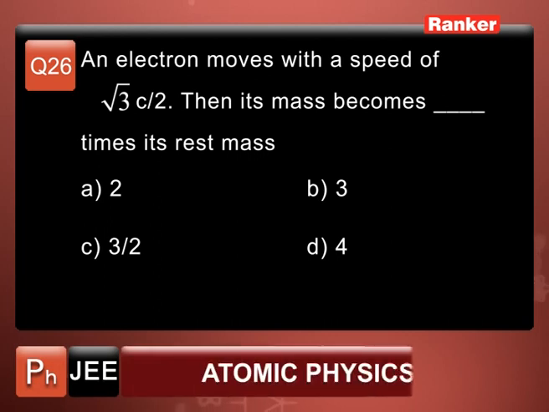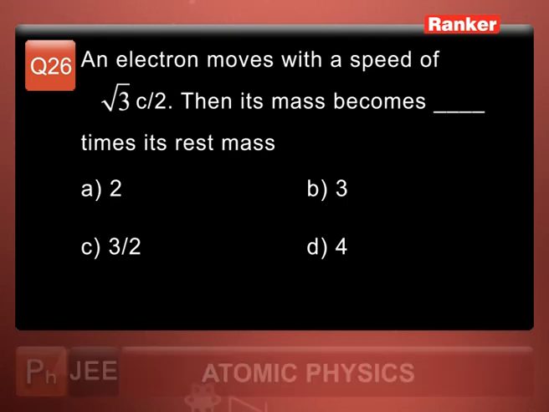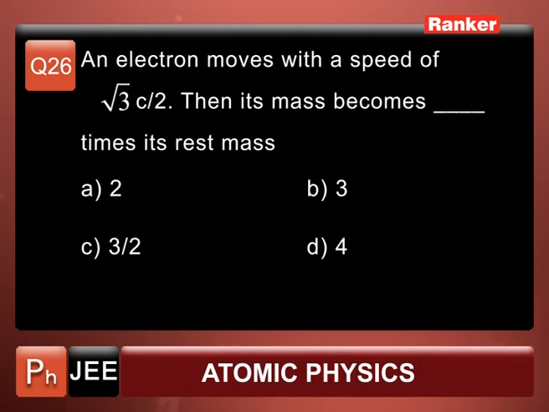Let me repeat. An electron moves with a speed of √3 by 2 times velocity of light. Then its mass becomes dash times its rest mass. The options are given this way. The first option is 2, second option is 3, third option is 3 by 2 and fourth option is 4. What is the correct option out of the 4?